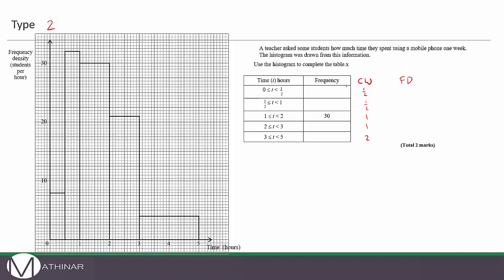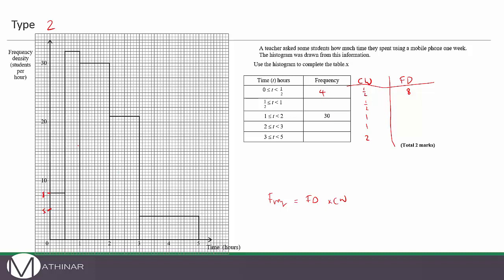And we can also fill in our frequency densities. So our frequency densities, then we know that there is 10. So this here must be 5. So every 2 little squares must be 1. So that's 6, 7, and this bit must be 8. So the frequency density here must be 8. If the frequency density here is 8, then to work out frequency, it's going to be frequency density times class width. So 8 times a half, which will give you 4.